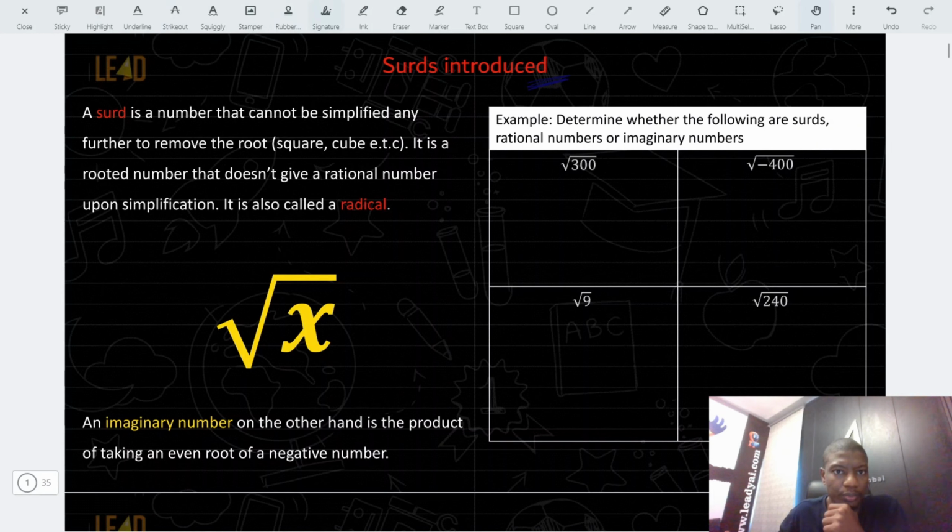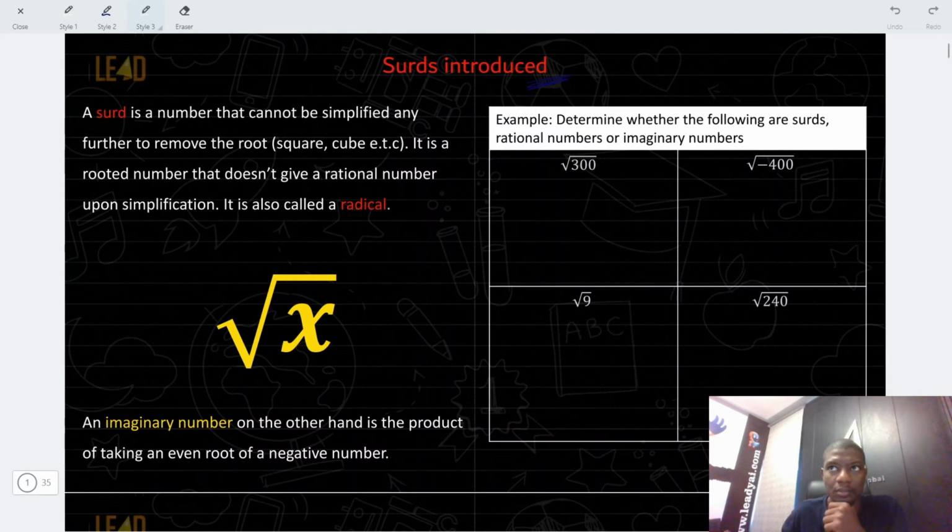Surds refer to numbers that are roots of numbers that don't have roots, basically. So the square root of 9 is not a surd because the root of 9 is 3. But the square root of, say, 7 doesn't have a square root, right? So it's a surd. A surd is a number that cannot be simplified any further to remove the root.